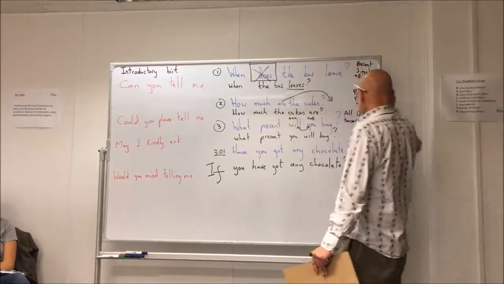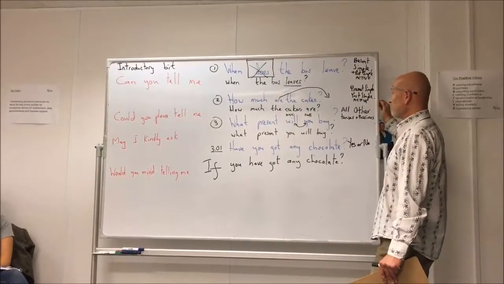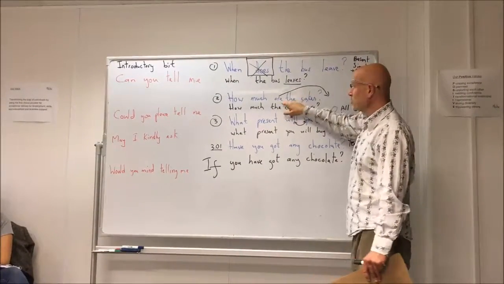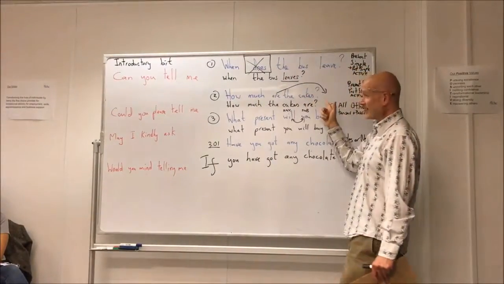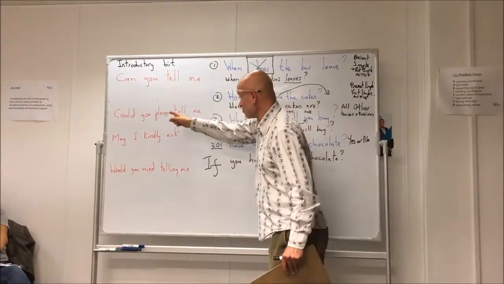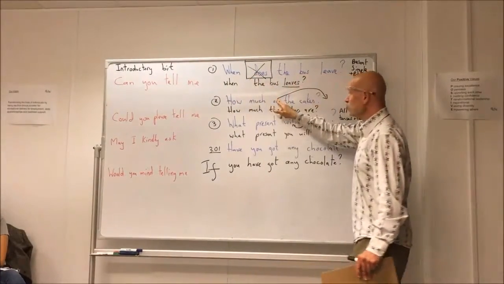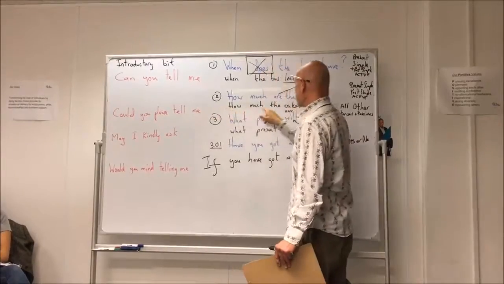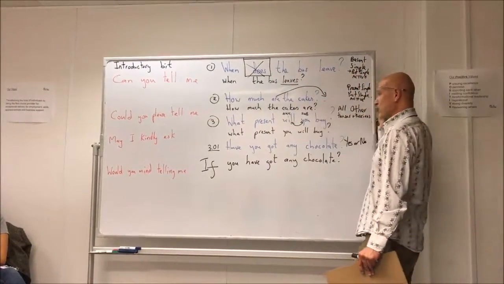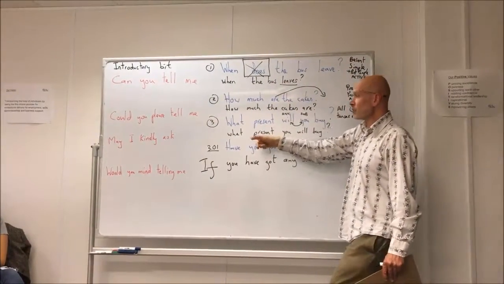Rule number 2 is also for present simple and past simple active, but it's when we use the verb to be, which is the main verb. How much are the cakes? Add your introduction, could you please tell me? And then you move the verb to be to the end of the sentence. Could you please tell me how much the cakes are? Rule number 2.